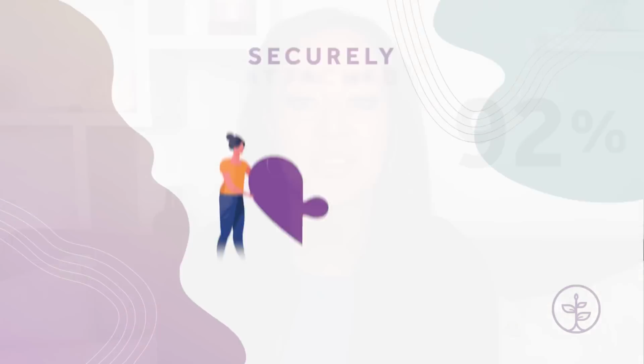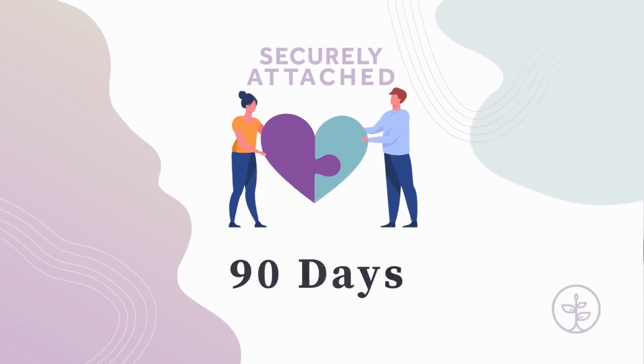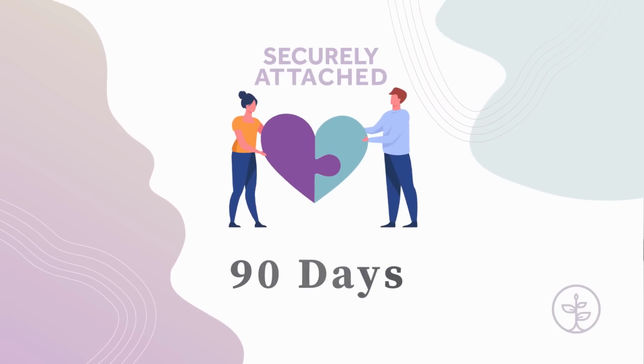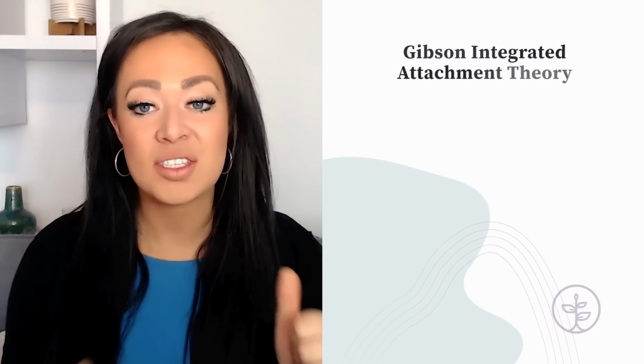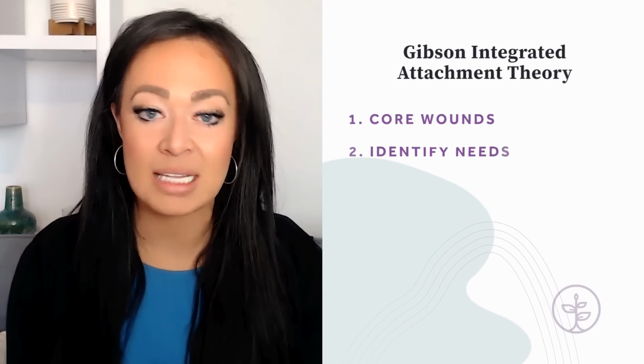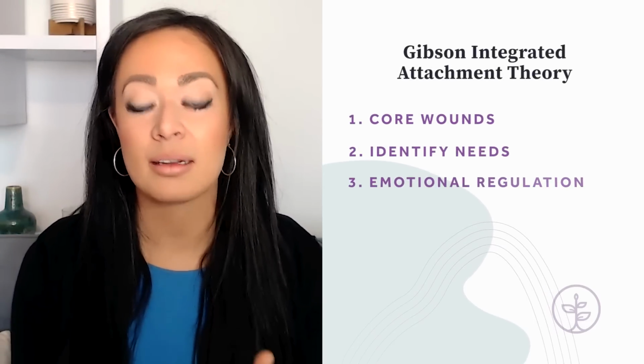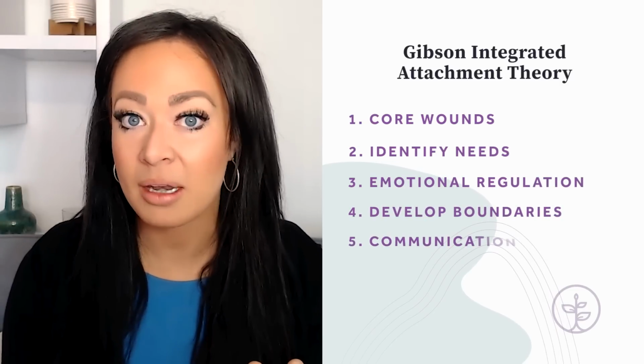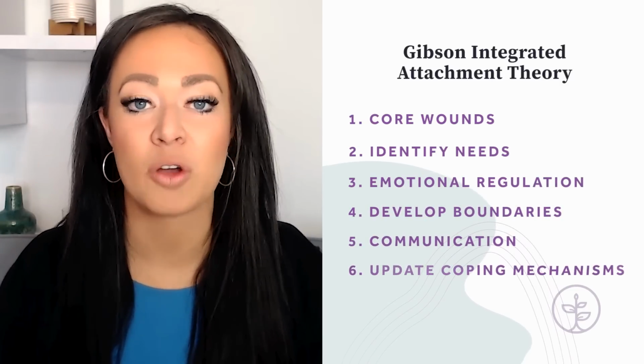So after conducting many polls and surveys at the Personal Development School over the past few years, we have found that 92% of students become dominantly securely attached within 90 days if they focus on 6 crucial areas. These 6 crucial areas have to do with what it takes to become secure according to Gibson Integrated Attachment Theory. And this is to tackle core wounds, learn your needs, learn to emotionally regulate, develop boundaries, communicate better, and update old behavioral coping mechanisms.